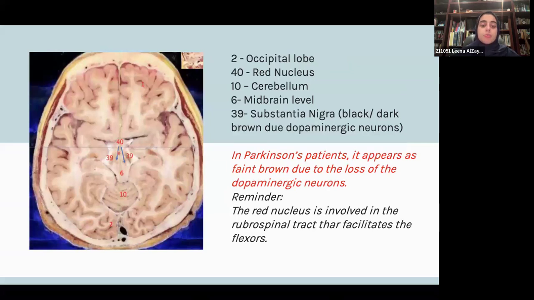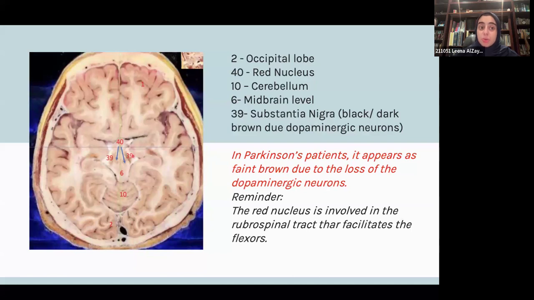Okay. Now this is another section. Let's orient ourselves over here. This is the occipital lobe, okay? And number 10 is where you start to see the cerebellum, the cerebellar hemisphere. And what's in front of the cerebellum? You can still see the brainstem. Number 6 is indicating the midbrain level. And in the midbrain, which is number 36, there's this darkness.